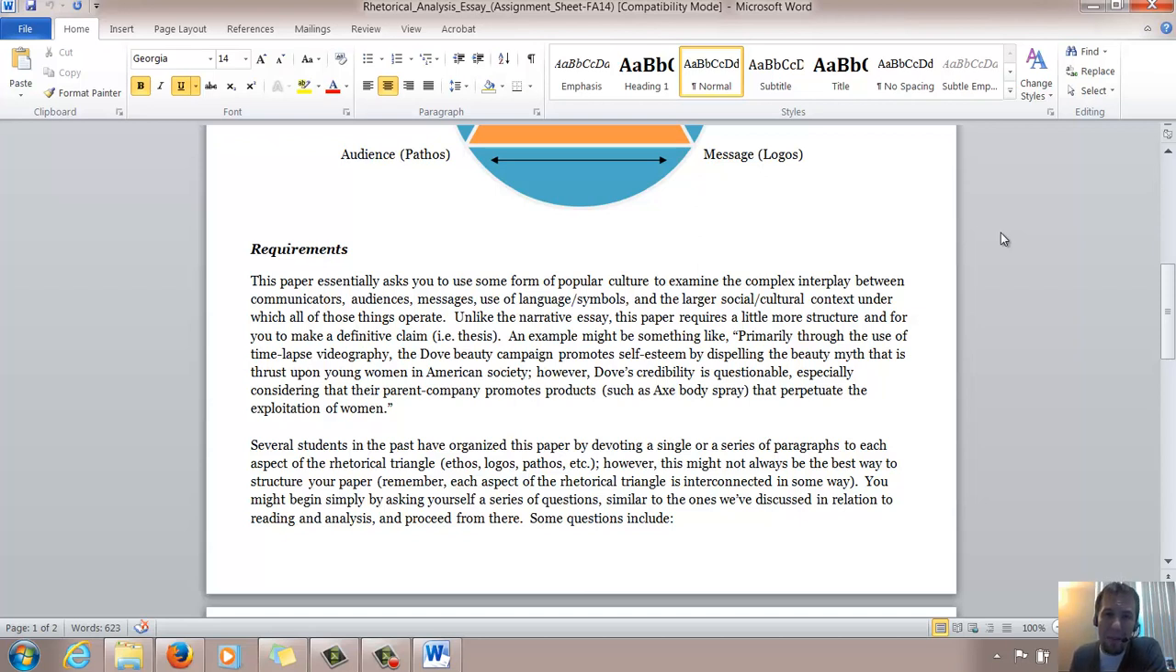So we're making a claim there. This particular thing that I'm looking at is setting out to do this. Okay, so you're making a claim there, and you're identifying what it is. And you're identifying what the message is, to promote self-esteem. However, Dove's credibility is questionable, considering that their parent company promotes products such as Axe body spray that perpetuate the exploitation of women. So that brings in questions in terms of audience. Who's this commercial really intended for? How credible is the person communicating this or the company that's communicating this to us?